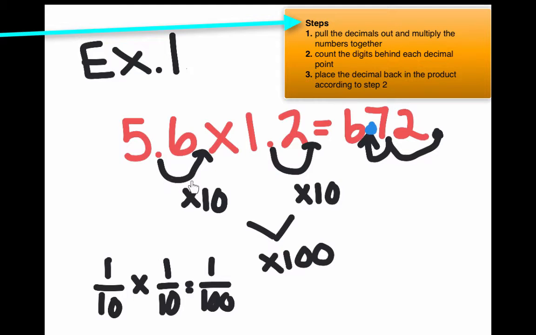Or I multiplied it by 10 to make it 56. I multiplied it by 10 to make it 12. All together, I multiplied by 100. So, what's the opposite of multiplying? Dividing. I need to divide by 100. Example 2 says find the product using mental math. Let's look at that one next.